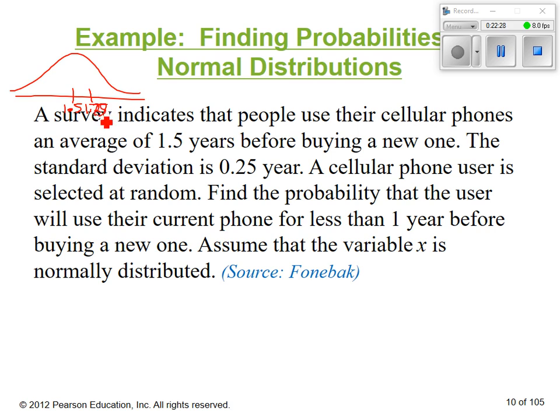That's 75. And then up to 2, then up to 2.25. And we could go down, subtracting off the standard deviation, go up 3, down 3 for all our standard deviations. We're trying to figure out what's the probability that they would use their phone less than 1 year. So 1 would be somewhere right in here. This would be 1.25. That would be 1. So we want less than a year. That would be that area right there.